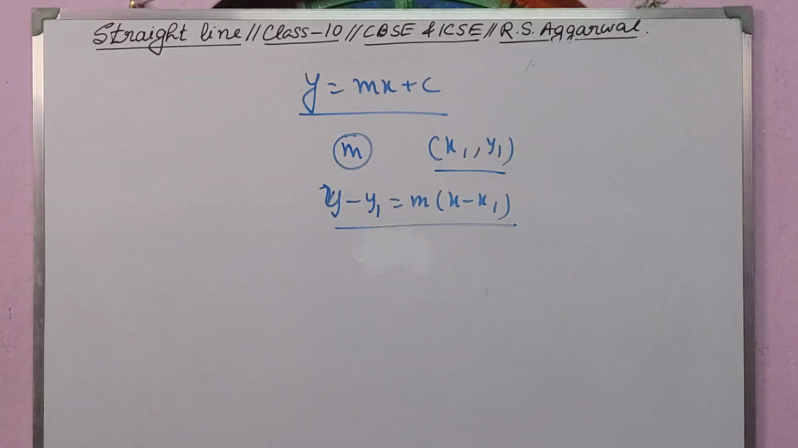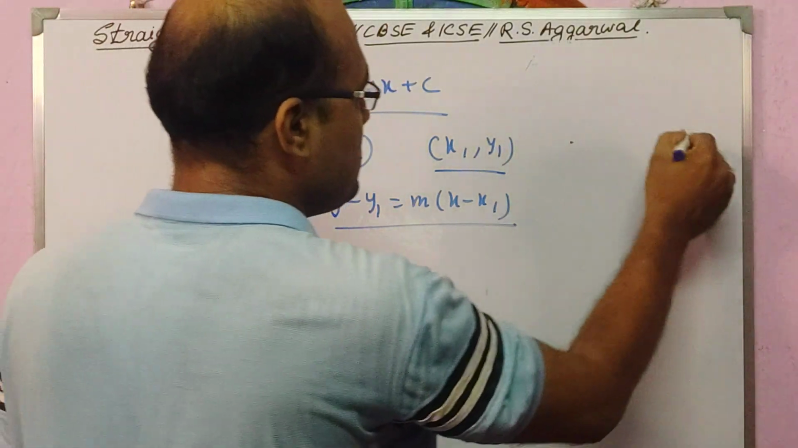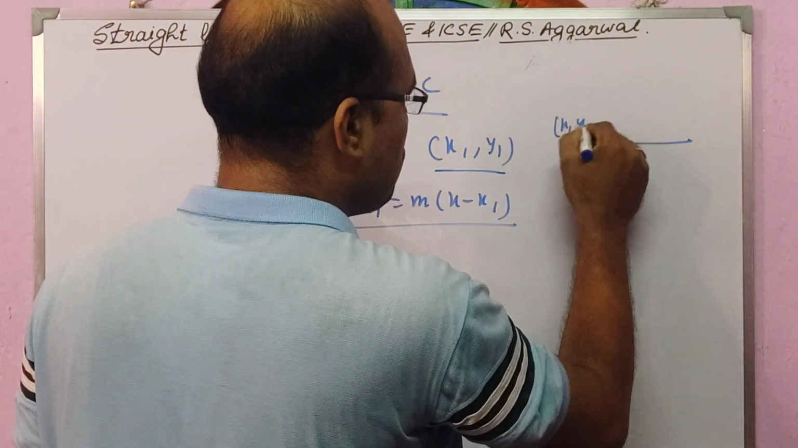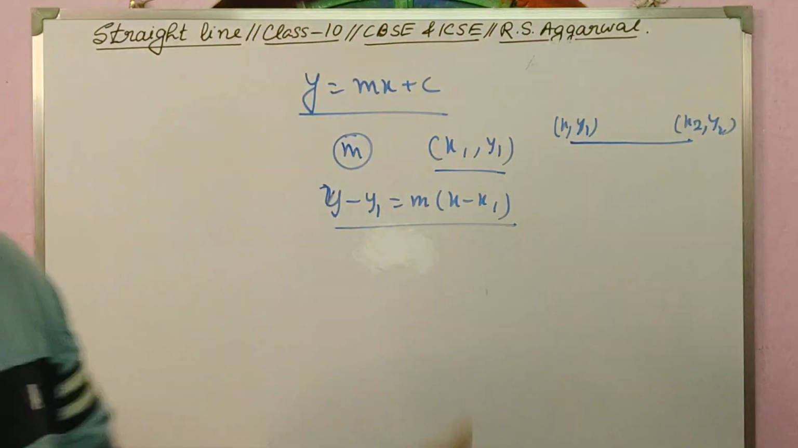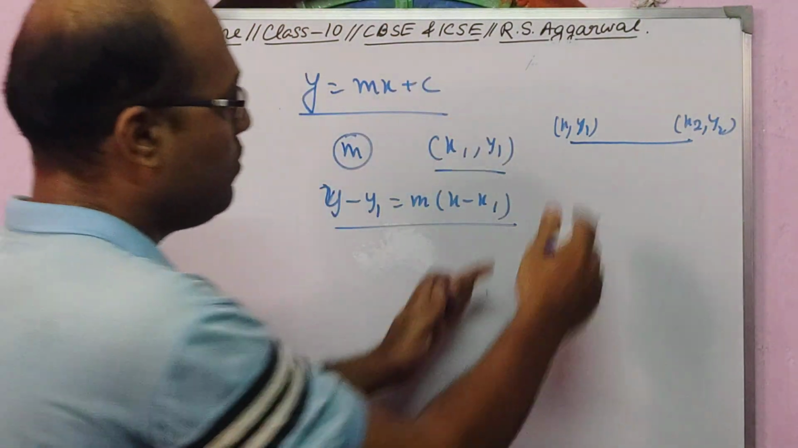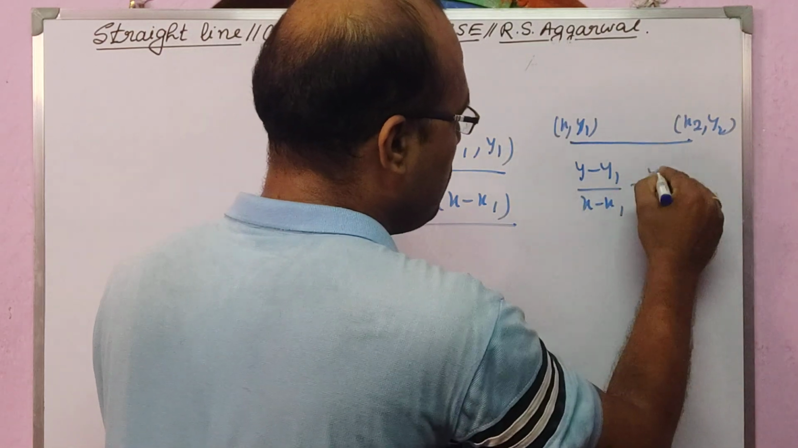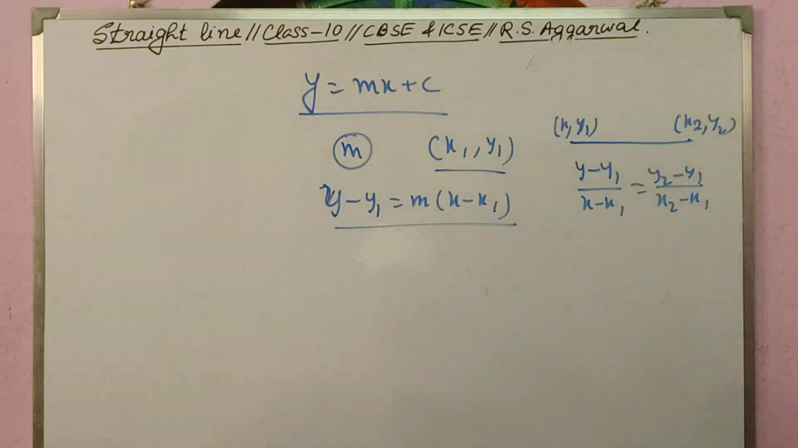Okay, and if a straight line passes through 2 points, this is the point, this is the point. If a straight line passes through these 2 points, where the first one is x1, y1, and the second one is x2, y2, then what will be the equation of this line? Then the equation of this line will be y minus y1 by x minus x1 is equal to y2 minus y1 by x2 minus x1. Okay, this is the form.